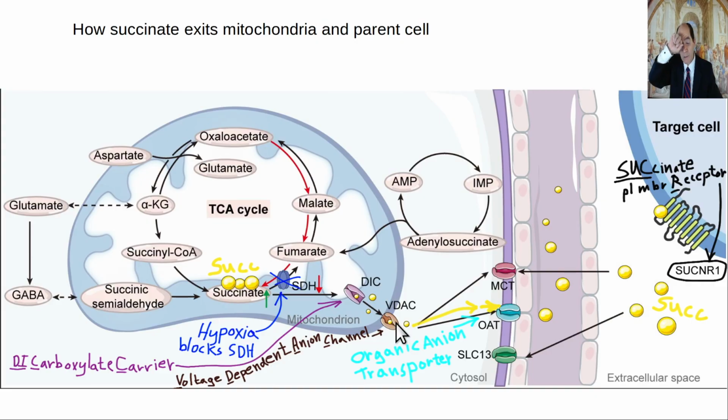You don't need to know all this. What you need to know is that succinate can exit the mitochondria. I just find it a little bit interesting to know the carriers because I deal with these carriers when I'm reading about other things too. Voltage-dependent anion channel, VDAC, on the outer mitochondrial membrane.